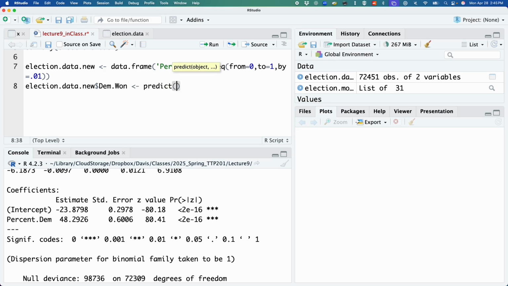And I can use the predict function to get the outcomes. There are actually different options for predict when you're dealing with logistic regression, right? I can predict the zeros or ones, but I can also predict the probabilities associated with the zeros and ones, associated with each value of my percentage Democrats.